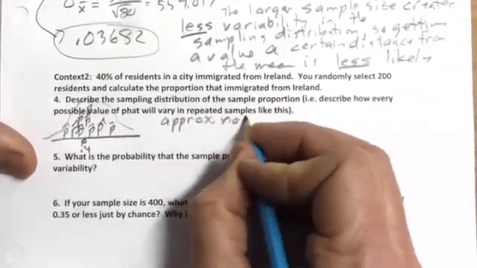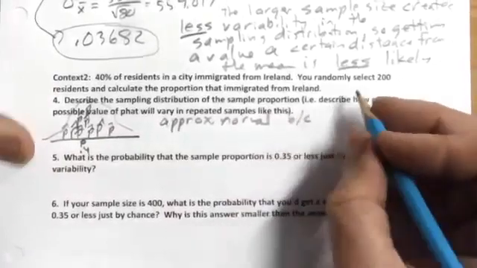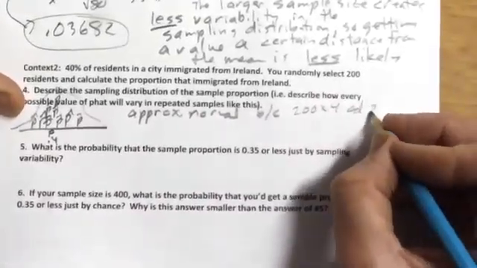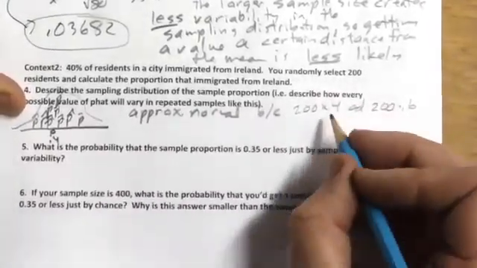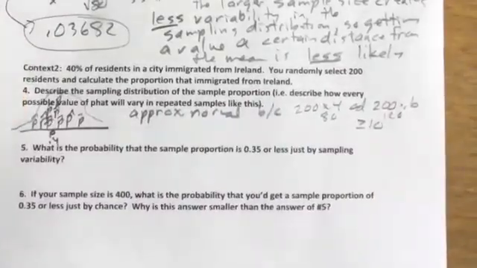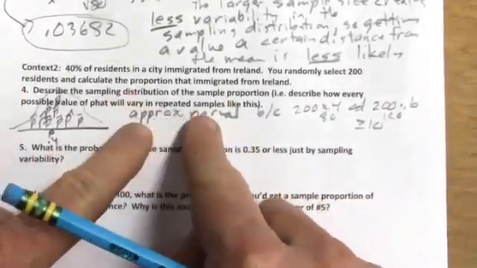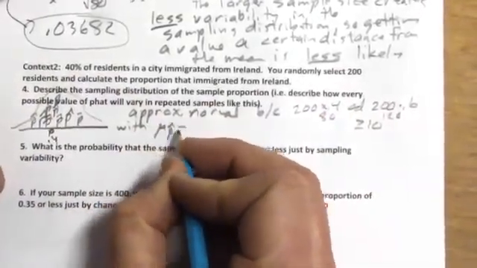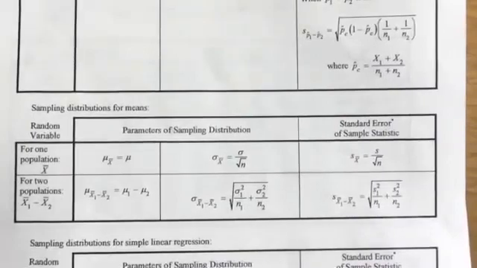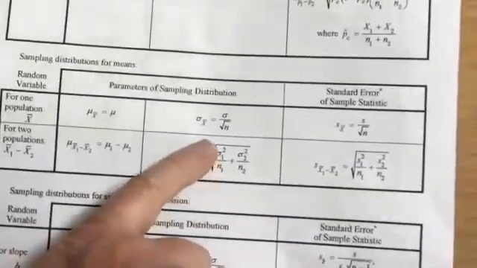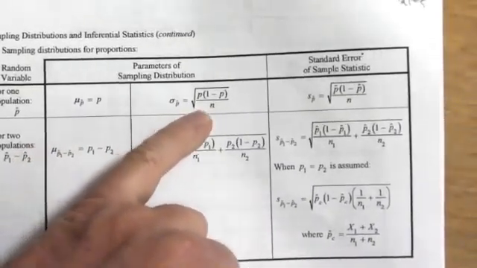Why? It's going to be approximately normal because N times P, which would be 200 times 0.4, and N times 1 minus P, 200 times 0.6, are going to be 80 and 120. They're both greater than or equal to 10. Okay, so approximately normal describes the shape, with the mean of the P hats, the mu of the P hats, equal to P. And once again, that is on your formula sheet. So the mean of the P hats is equal, wait, I'm sorry.